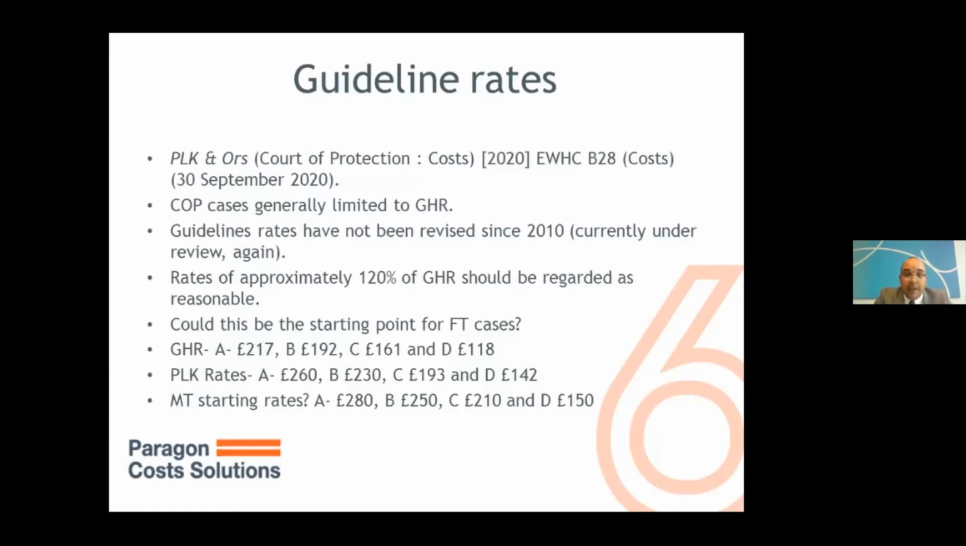There will always be exceptions, and I'll give you some examples of my recent experiences. But in my view, this ought to be the lowest, and that would be 280 for a grade A, 250 for a grade B, 210 for a grade C, and 150 for a grade D. So it's important to note that if the guideline hourly rates are changed, then it's likely the Court of Protection practitioners will be bound by the new guideline hourly rates. But for now, they have a 20% increase, and hopefully this will give those reviewing the hourly rates a bit of a steer as to what should be appropriate.